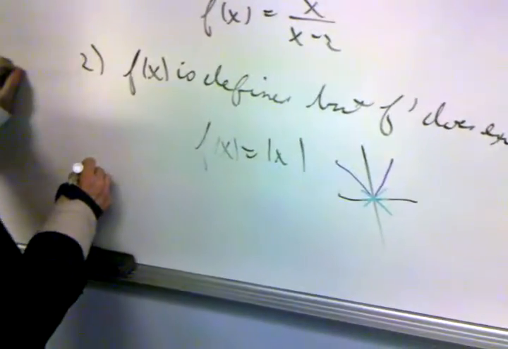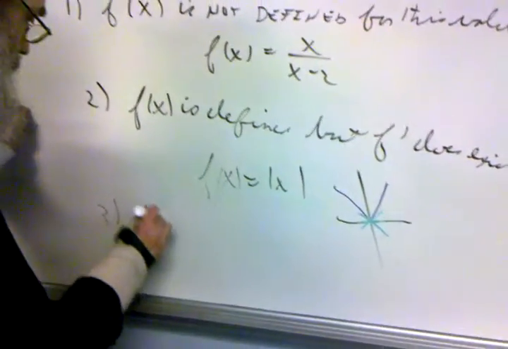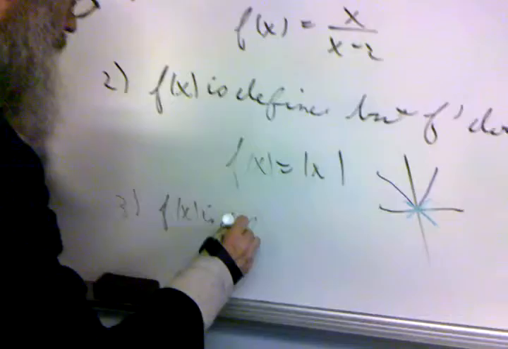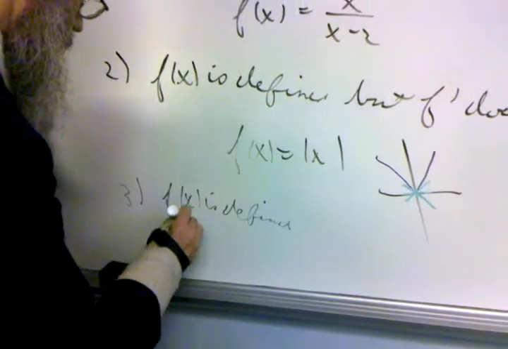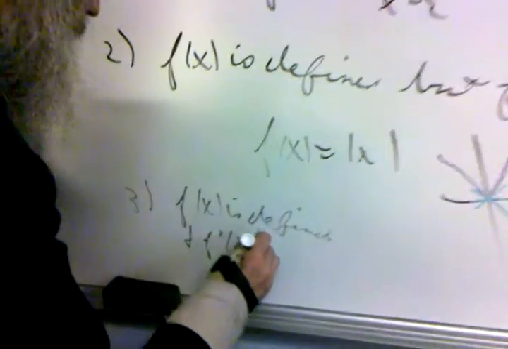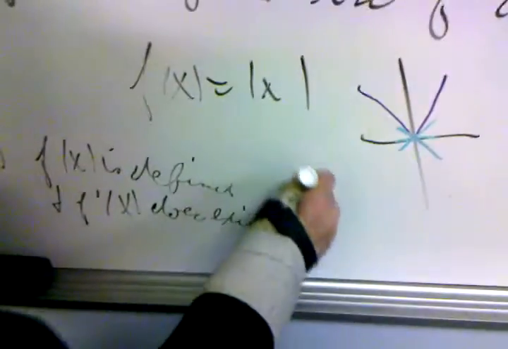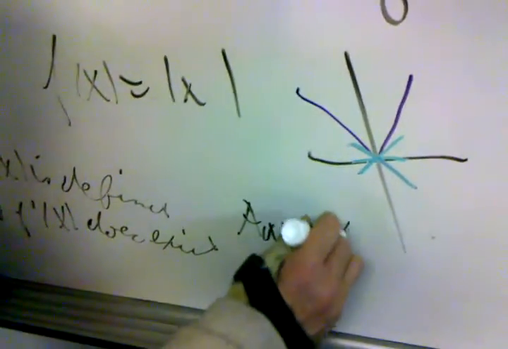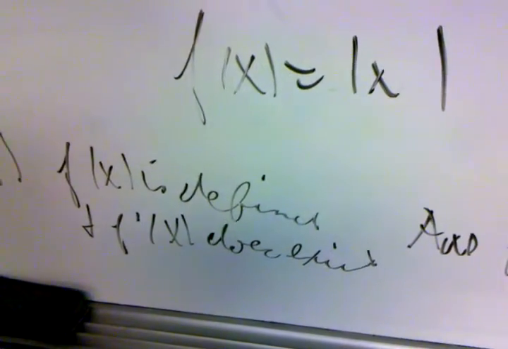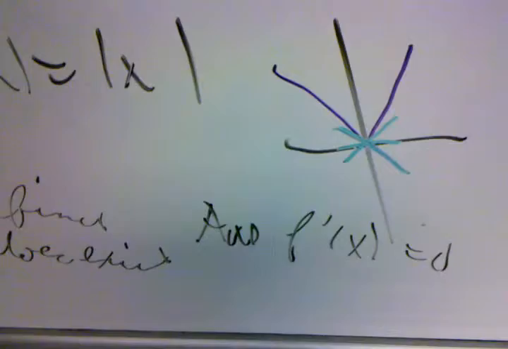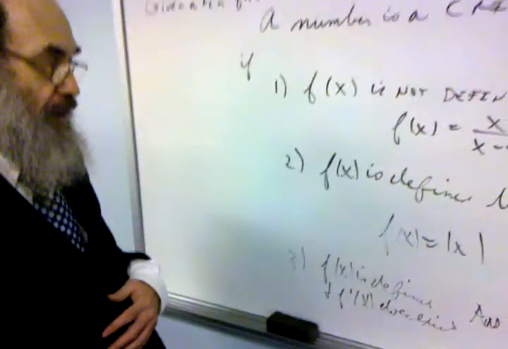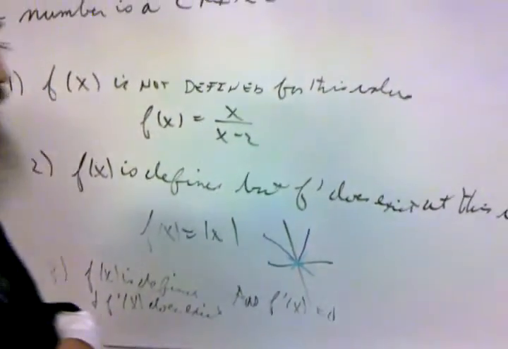A third type of critical value is f of x is defined and f prime of x does exist, and f prime of x equals 0. If you have a function where f is defined for this value of x, and f prime exists for this value of x, but f prime of x is 0, then we have what we call a critical value for x.